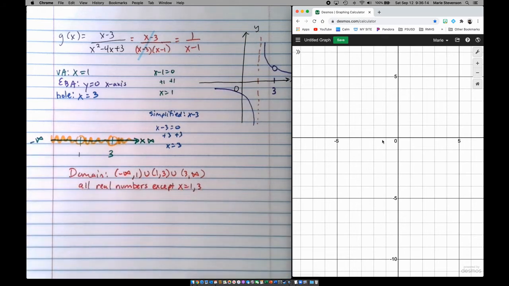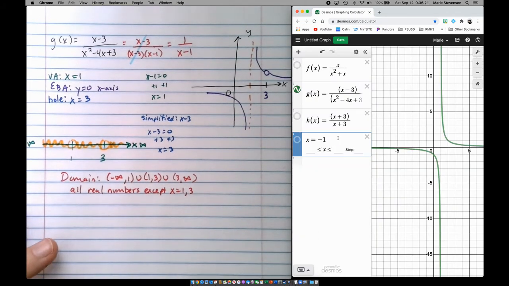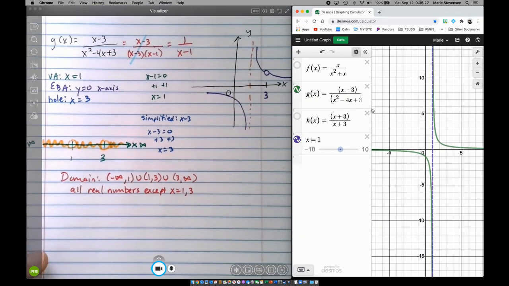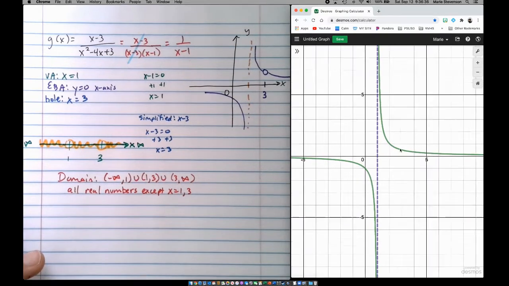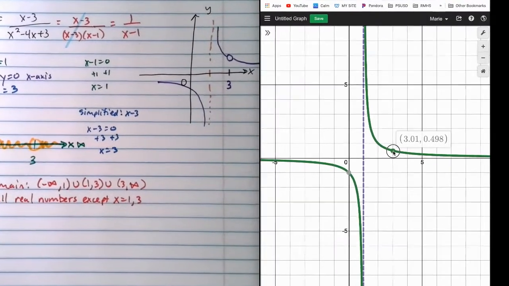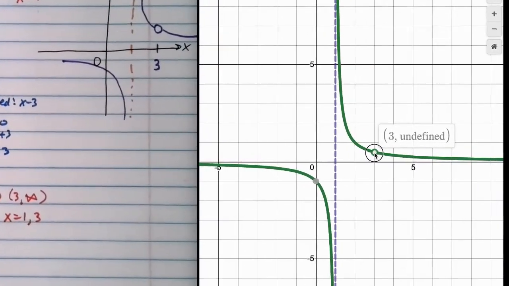Now let's check our graph and see how we did compared to Desmos. There we can see the vertical asymptote there. Now the hole was at 3, so 1, 2, 3, so it should be somewhere right here. There it is. Very cool.